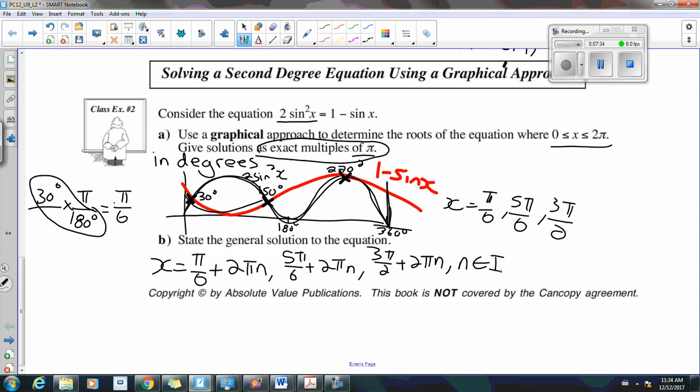where n is an integer. So these ones aren't as obvious what this will be because we have multiple functions here. But if you were to just look all the way up to 4 pi, you'd see that these are repeating in the exact same spot. So if you graph it up to 720 degrees, you'd see that this pattern repeats exactly 360 degrees apart.